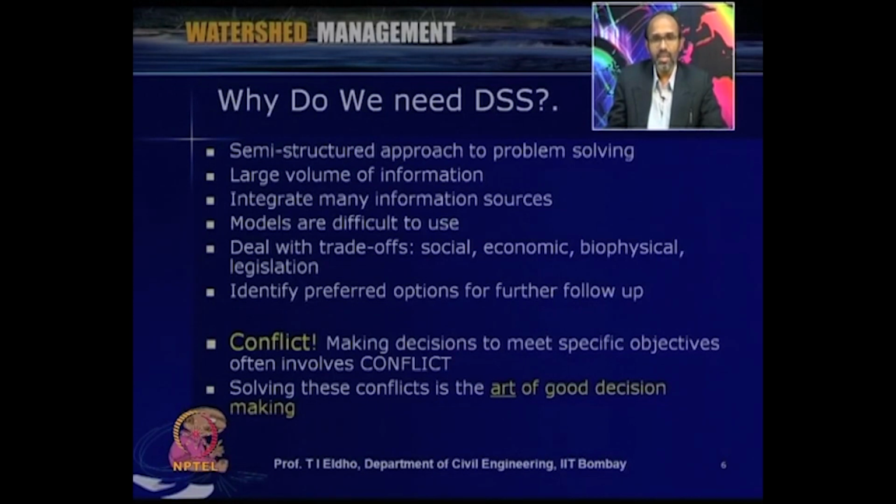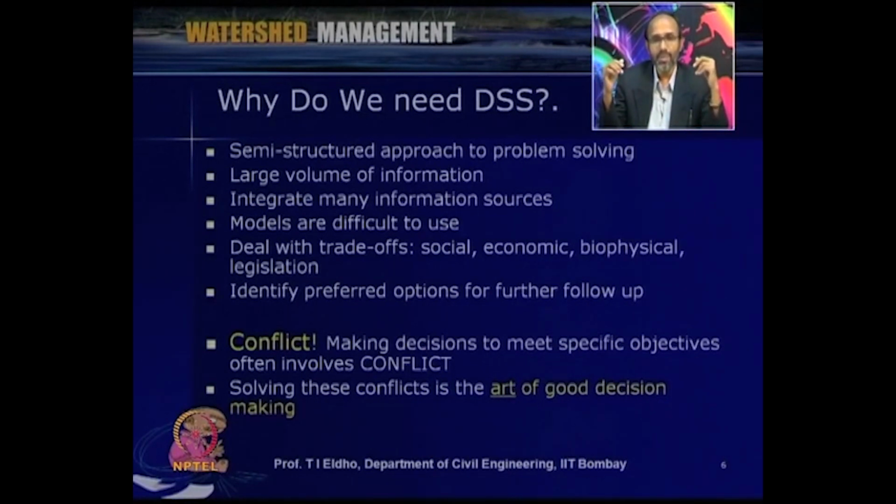And DSS deals with trade-offs, like the trade-offs between social, economic, biophysical, legislation, etc. So the DSS gives appropriate links and appropriate scenarios when it deals with various things related to social aspects, economic aspects, or biophysical aspects, especially when we deal with watershed management or water related problems. And DSS identifies the preferred options for further follow up. That is another important point, and that is why we have to go for DSS.